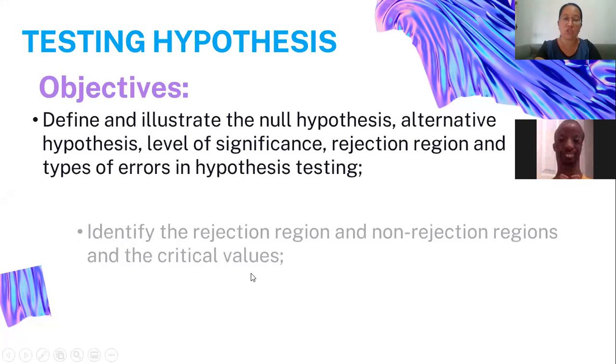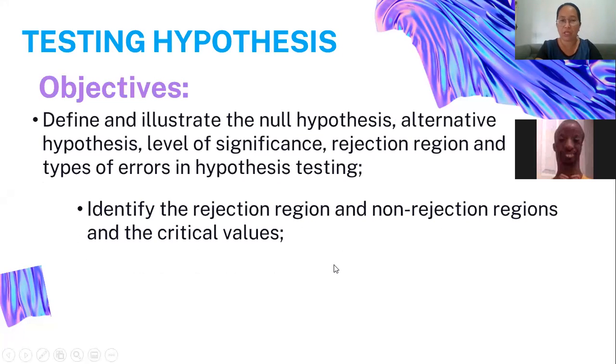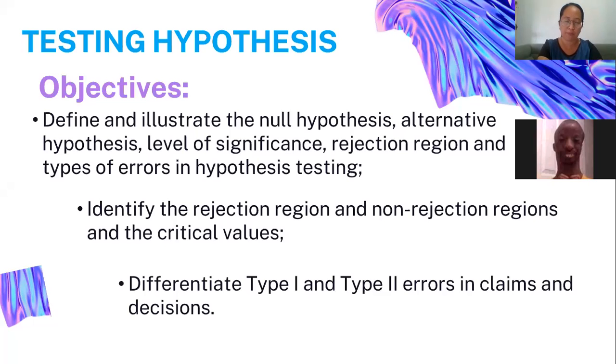Okay? And then the second objective is to identify the rejection region and the non-rejection region and the critical values. So when we say non-rejection, it's actually the acceptance region. Kasi kung yung smaller part is the rejection region, then the other region in the normal curve is the acceptance region. And lastly, you need to differentiate what type 1 and type 2 errors are. Okay? So ano ba yung pinagkaiba ng dalawa? So napakahalaga ng hypothesis testing natin.